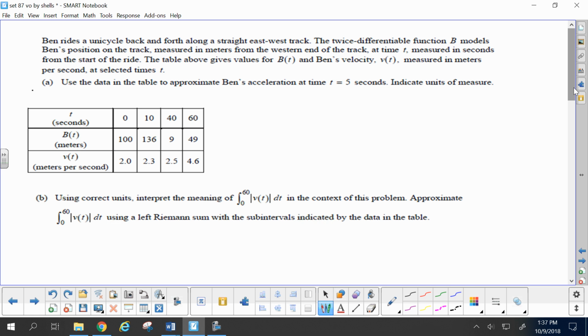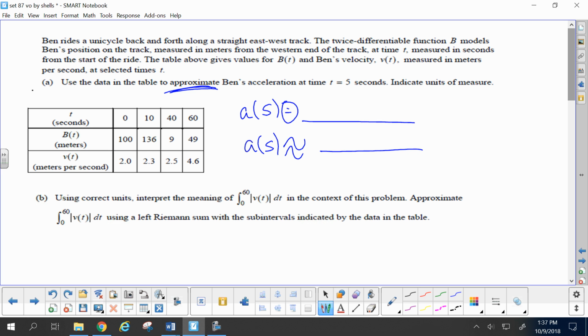Okay. For part A, please be careful here. If you said acceleration at time 5 is this, then the minute you wrote this, you're out. It should be an approximation. A at 5 is approximately equal to the change in velocity, which is v at 10 minus v at 0 over 10 minus 0.